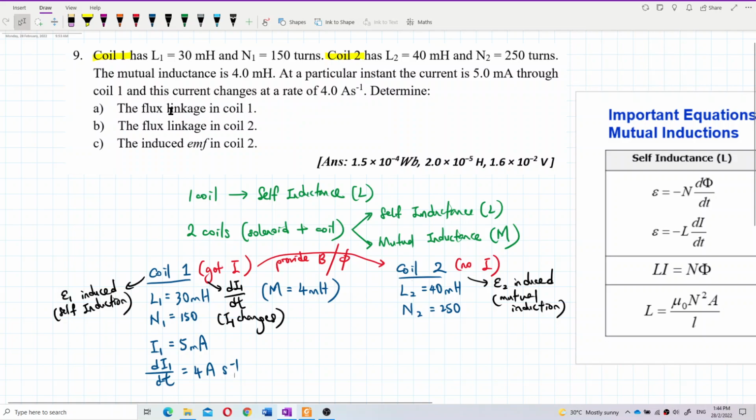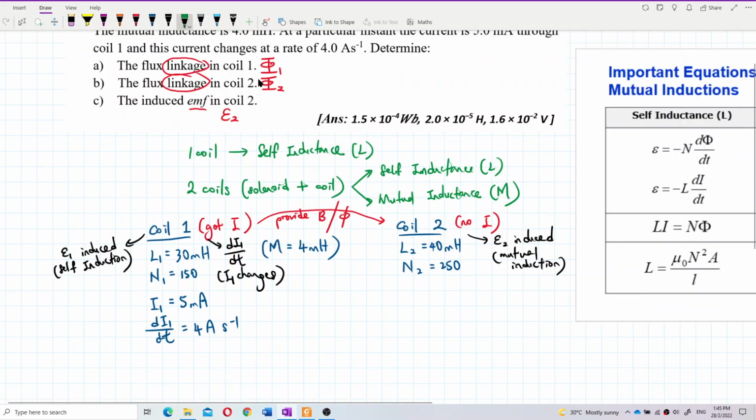Now I want to find the flux linkage in coil 1. You have the word linkage. This one also has linkage. That means this one is for capital phi, not the small phi. It's capital phi 1. Question B is capital phi 2. And then the induced EMF in coil 2, that means E2. We want to find the EMF induced in coil 2. So let's do question A first.